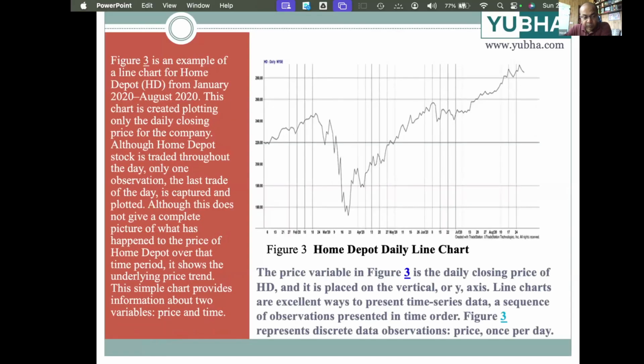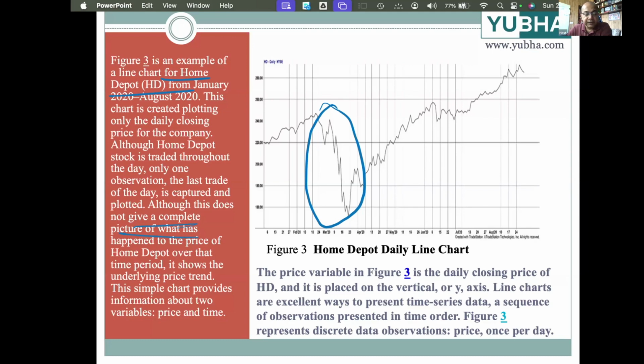So what we have over here is a line chart for Home Depot, okay, from January to August 2020. Now, some of you who remember the 2020 timeframe, you'll see that the February March time period over here was where the prices kept falling because of COVID, and not only Home Depot, all the assets actually went down during that time.